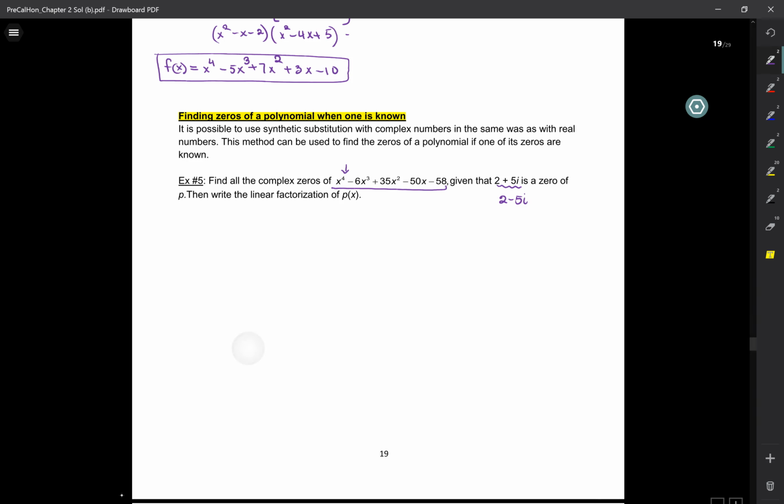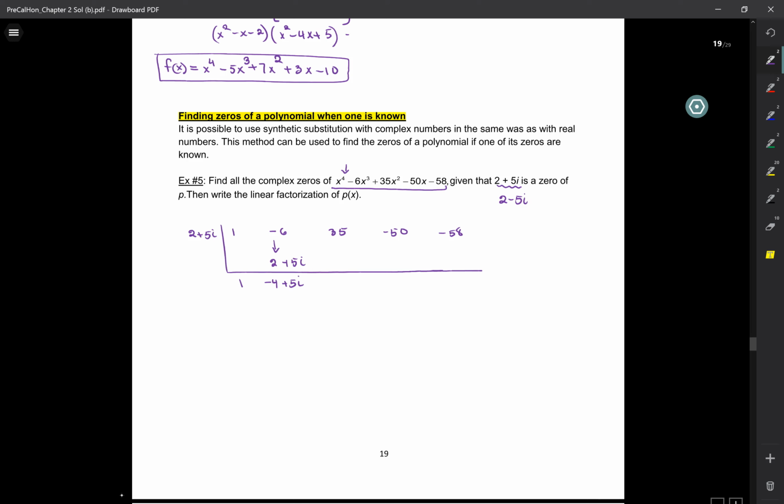Okay, so here I have 2 plus 5i. I'm going to spread this out, so I need a little bit more space. And here I need 1, negative 6, 35, negative 50, negative 58. 1 comes down, and I have 2 plus 5i. When I add this way, negative 6 plus 2 is negative 4 plus 5i.